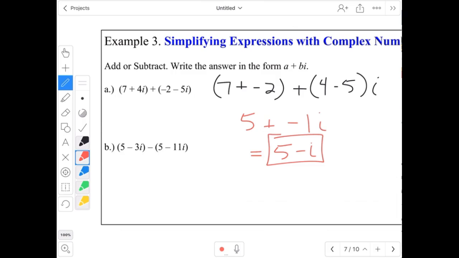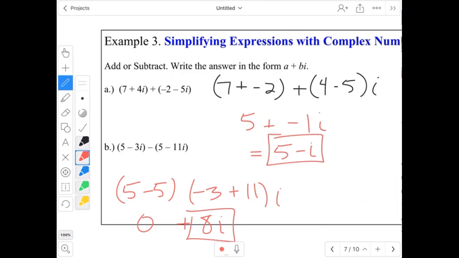For the second one, I'm going to have 5 minus 5, and then I will have negative 3 plus, because we're subtracting a negative. I'll make this i. So we're going to have a 0 here. Negative 3 plus 11 will give me 8. Plus 8i. So this isn't going to be complex. That is just going to be imaginary.